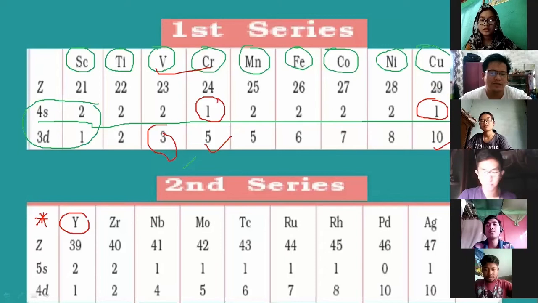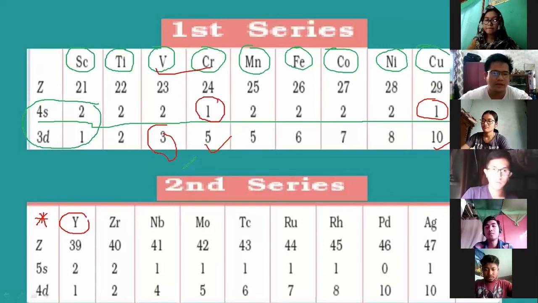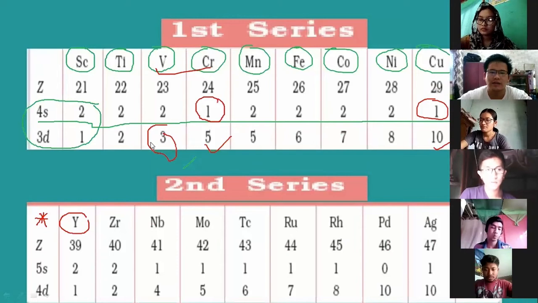See the transition elements in the second series: yttrium, zirconium, niobium, molybdenum, technetium, ruthenium, rhodium, palladium, silver, and cadmium. Palladium is also one of the important catalysts. And you can make many more drugs using these complexes.